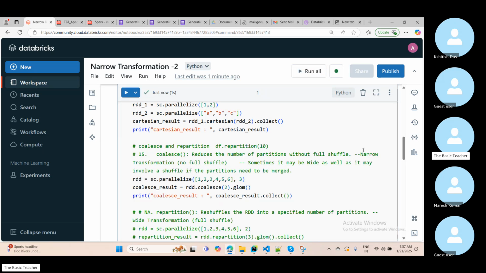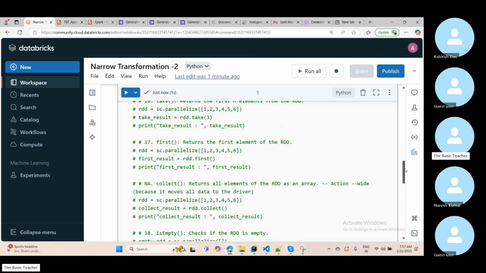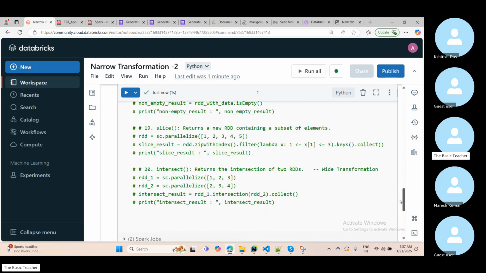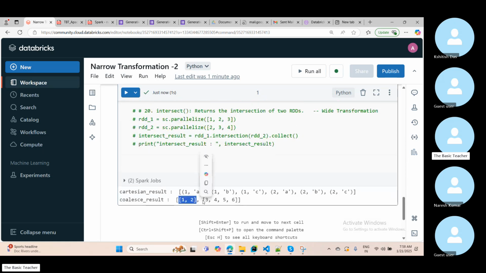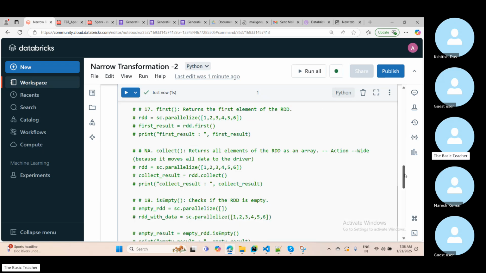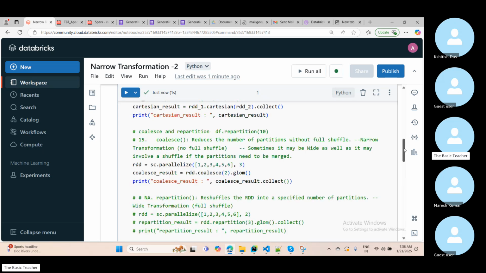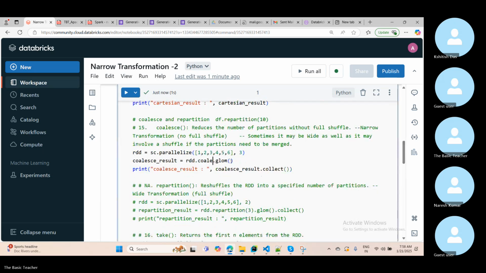I hope that as of now you are good with glom. This is for the internal structure. So here glom is saying that data has two partitions. In one partition it got this data, and in the other partition it has these elements. Now if I remove this coalesce 2, then let's run this.